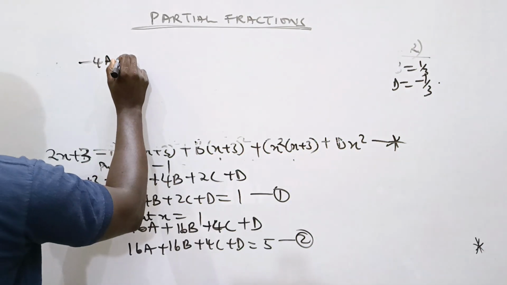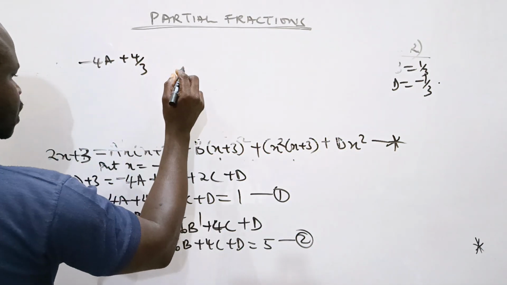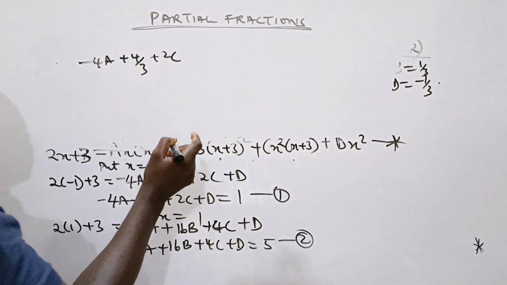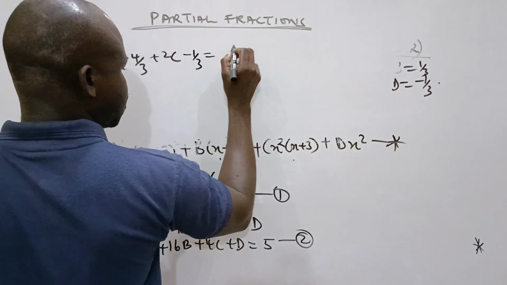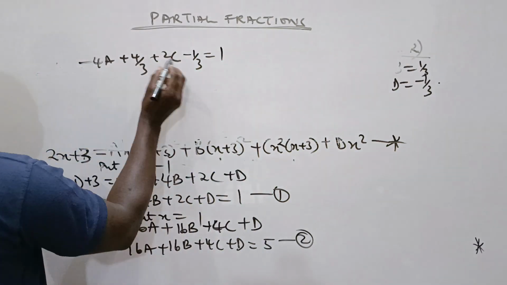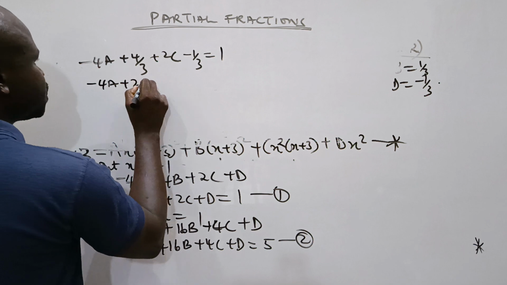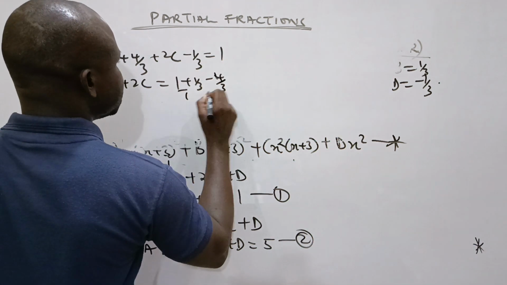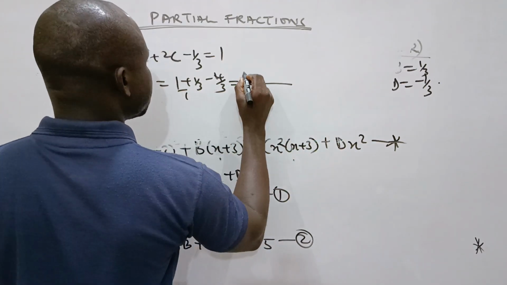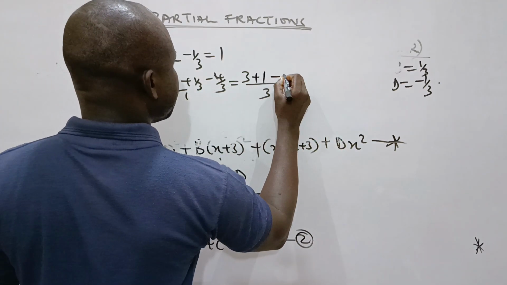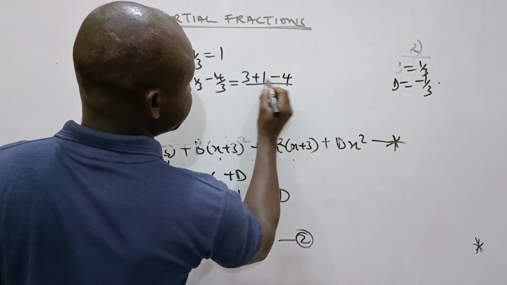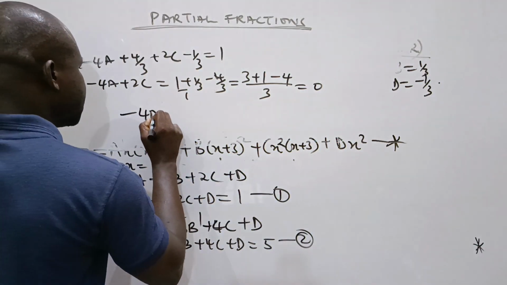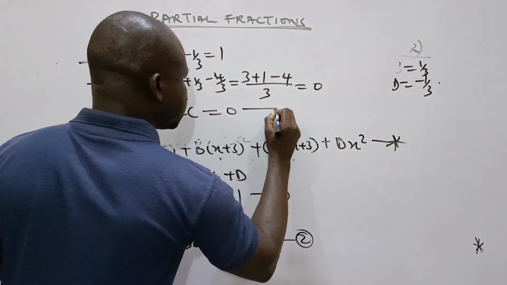I'll get minus 4a plus 4 all over 3, plus 2c. Then if I substitute for d equal to minus 1 over 3, minus 1 over 3 is equal to 1. Then if I reduce that, I'll get minus 4a plus 2c to be equal to 1 plus 1 over 3 minus 4 all over 3. So if I find the LCM, it will be 3. So I'm going to have 3 plus 1 minus 4, and at the end of the day, I'll have 4 minus 4. 4 minus 4 is equal to 0. Here will be 0. So I'm going to have minus 4a plus 2c to be equal to 0, equation 3.